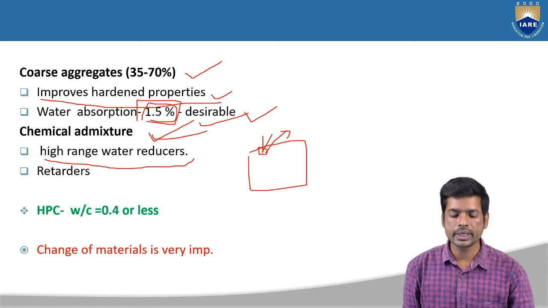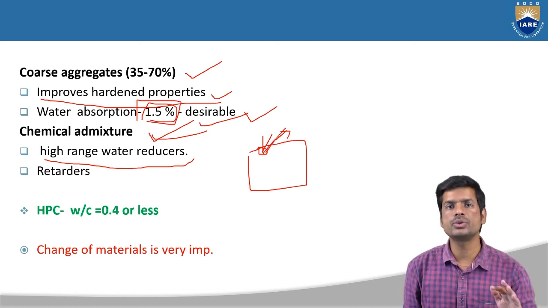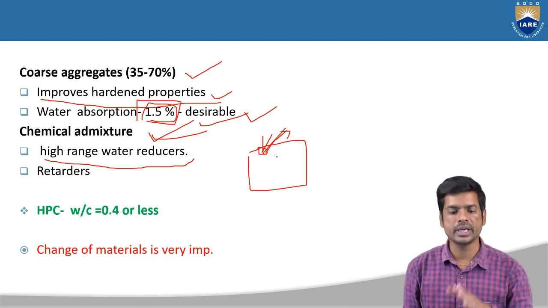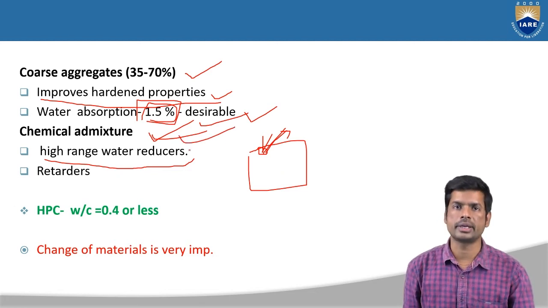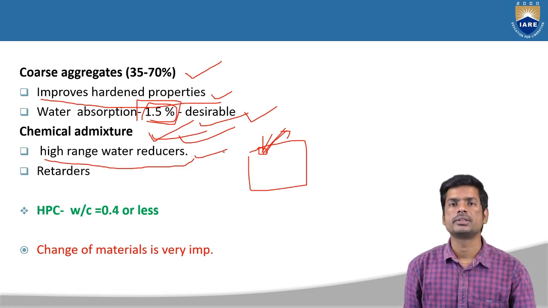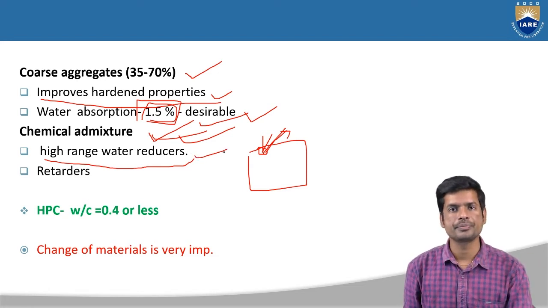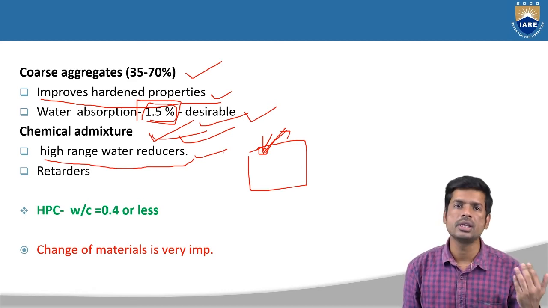If you want to reduce the water content, we have to use some substitute material. There we are going to use these chemical admixtures. In chemical admixtures, we use high range water reducers. That means we are reducing the water and using some other chemicals. It may be in liquid form, it may be in solid form.